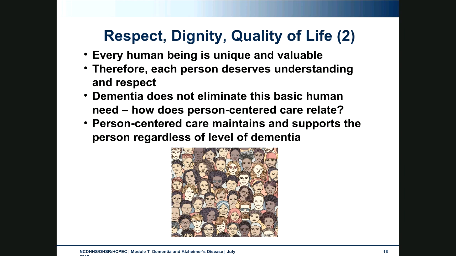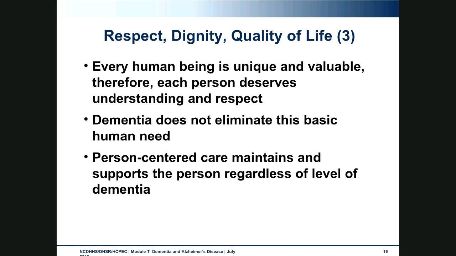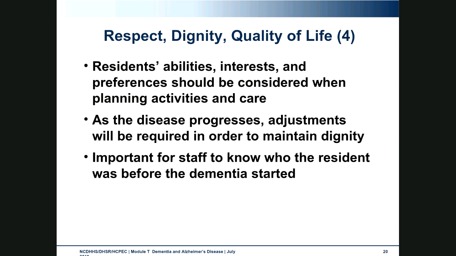And of course, person-centered care maintains and supports the person regardless of their level of dementia. This is the same slide again. The resident's abilities, interests, and preferences should always be considered when planning activities and care. So when you have somebody with dementia, you want to give them activities that mean something to them. They may enjoy doing puzzles. They may enjoy coloring. Someone who enjoys doing puzzles may not enjoy coloring.